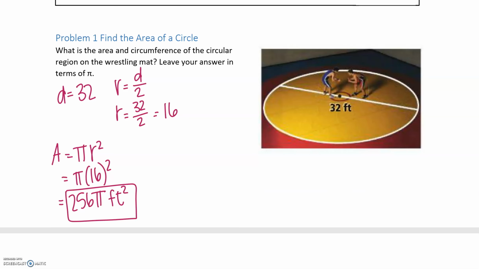Okay. And our circumference is just the distance around the circle. So our circumference is going to be pi times our diameter, which is 32. So that's going to leave us with 32 pi. And since it's the perimeter of it, it's just going to be feet. Okay.